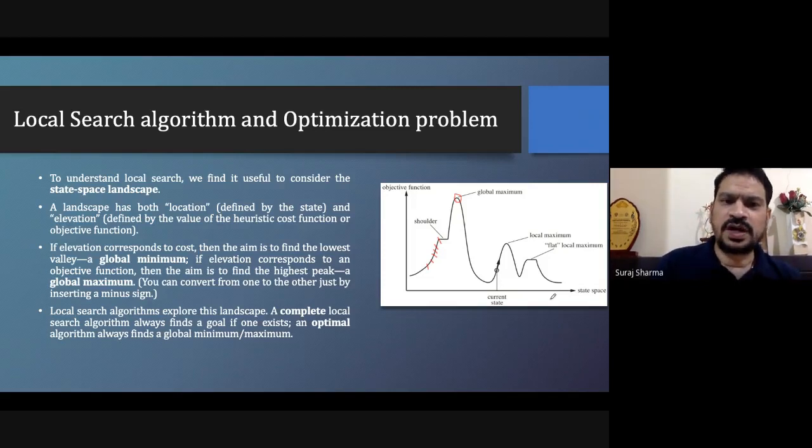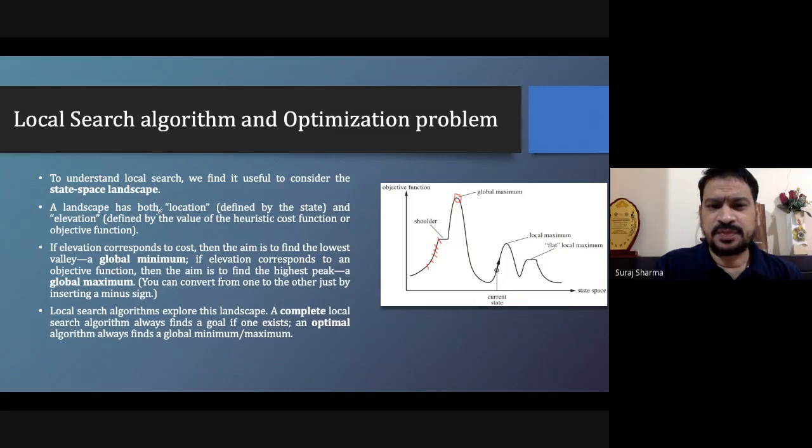In the local search algorithm, you can see only your neighbor node. You cannot go further. It means you don't have information about your previous ancestors or your siblings. What information do you have? Only your neighbor node, which is in the forward direction.